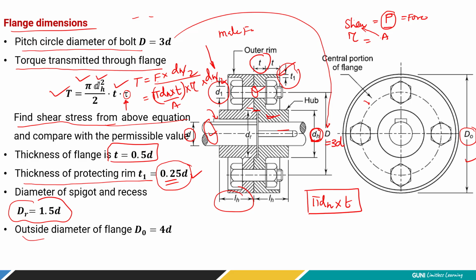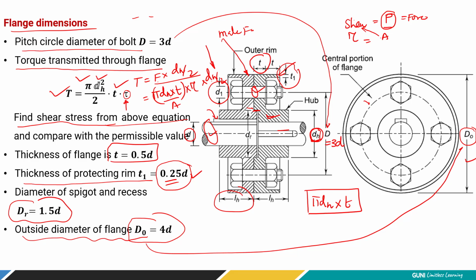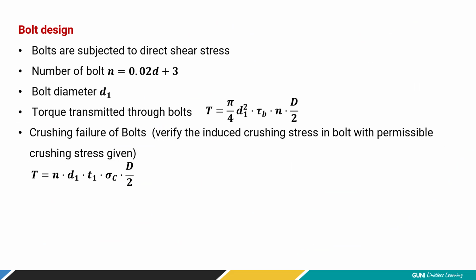Now the outside diameter of the flange, which is the largest diameter, is taken as 4 times the shaft diameter. Again, we have to add this value; it is not taking part in any design equation. Now lastly, we have to design the bolt, without which the flange coupling is incomplete.